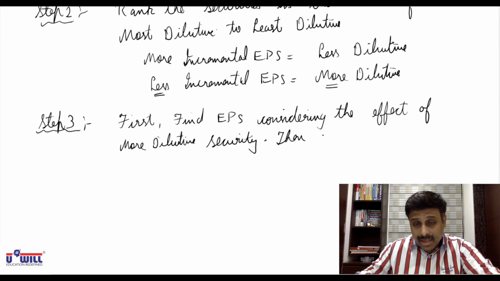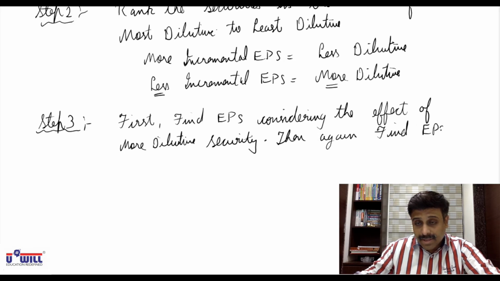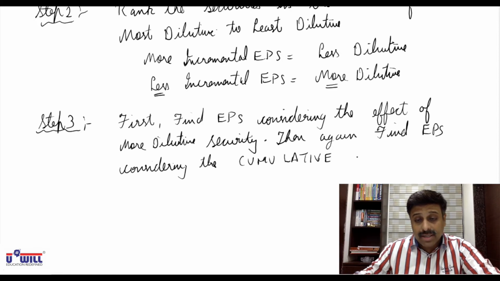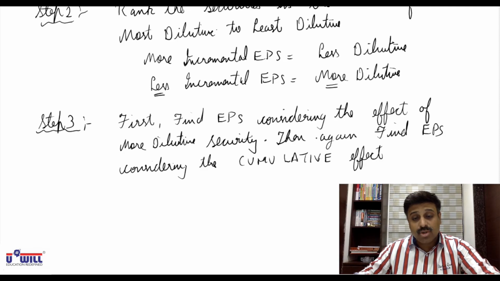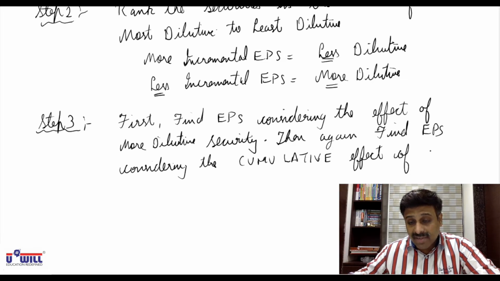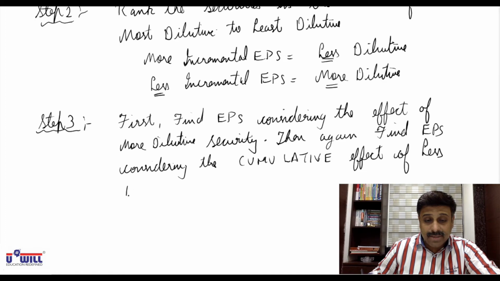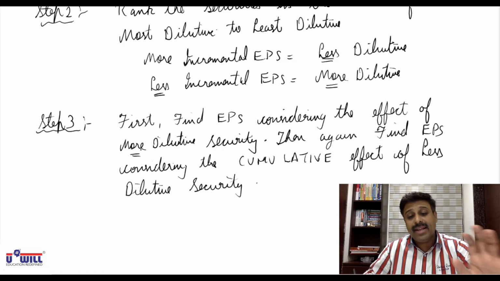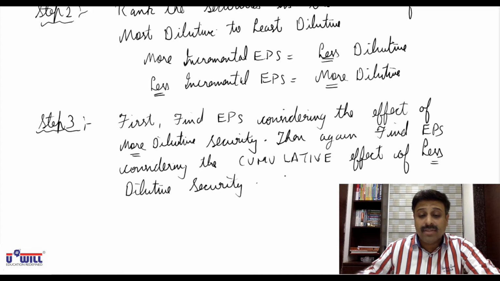Then again find EPS considering the cumulative effect. Cumulative means the first one was already added. Cumulative you all understand, right? Cumulative means the first effect is already considered. Further in that you add the cumulative effect of the less dilutive security. After adding the most dilutive securities, in the result that you get, you further add the effect of the less dilutive security.